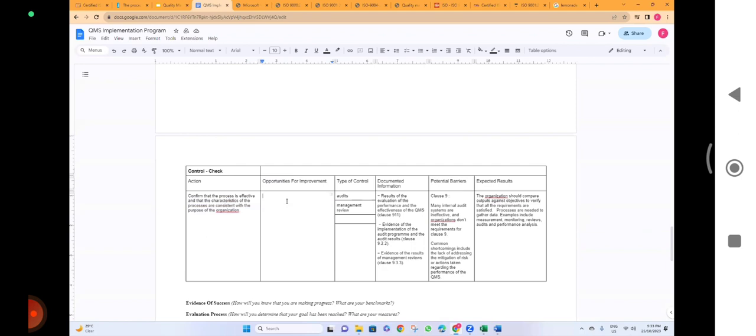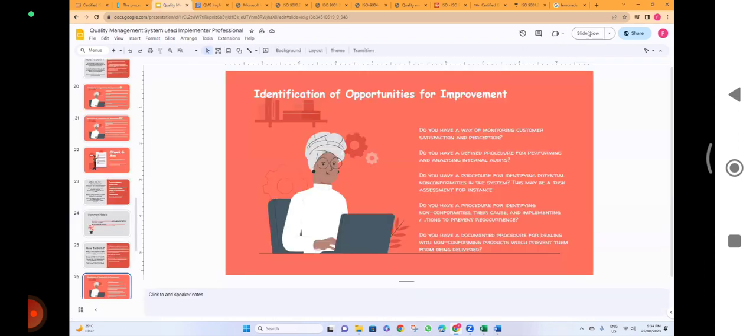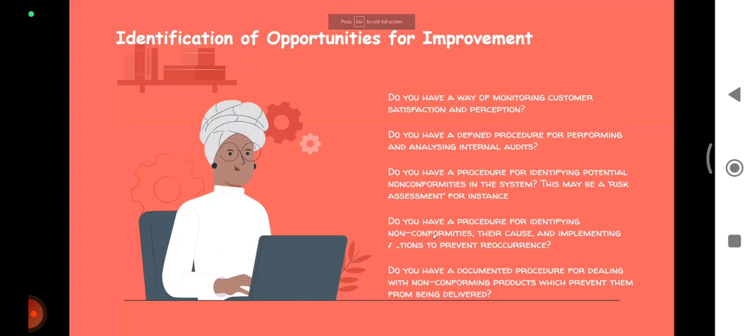So this opportunity for improvement is basically what can be done to fill in the gap between what the organization is doing and the internationally recognized benchmark, basically through this action. So that is what you're going to do. You are going to do a gap analysis. Under check, you have to look for evidence to determine: is there a defined procedure for performing or analyzing internal audits? Do you have a procedure for identifying potential non-conformities in the system? Do you have a procedure for identifying these non-conformities and so on?